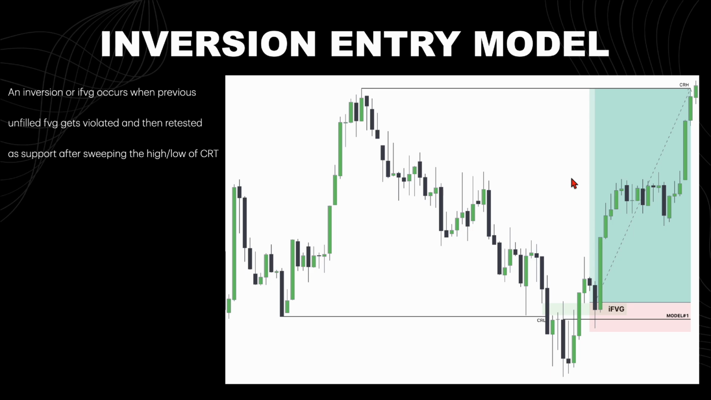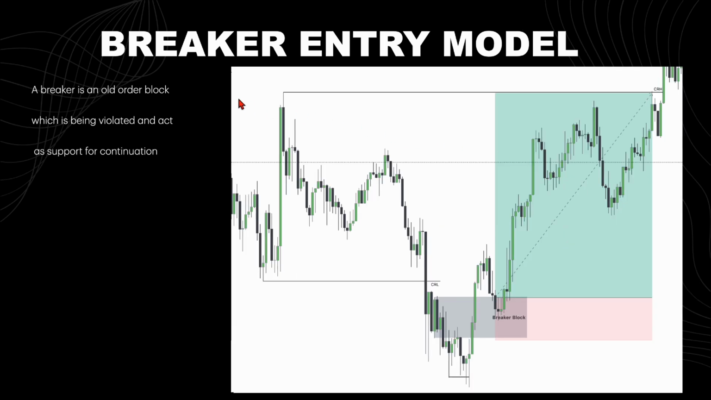As we move to our last entry model, which is the breaker entry model, it builds upon the concept of violated order blocks. A breaker is an old order block that has been violated, price breaks through it, and then it acts as a support or resistance level for price continuation. Identify an old order block in the price structure. When the price violates this order block, it signals a shift in market structure. The order block is then retested, acting as a support or resistance level, providing a precise entry point for continuation.